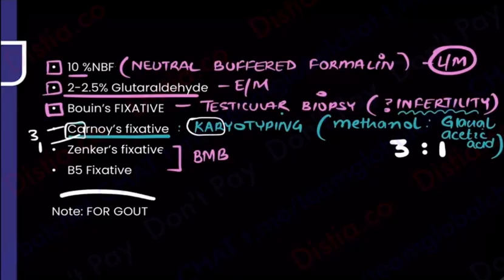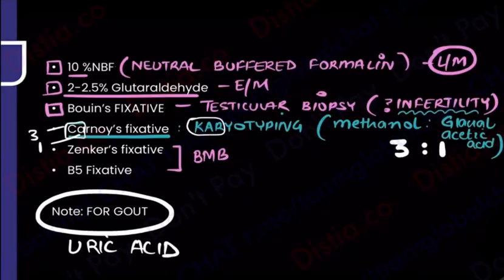Please note the last one, for gout. Gout has what? Gout has uric acid. Now, if you put uric acid crystals in formalin, they will dissolve out. So I usually prefer alcohol, or we can even prefer normal saline, so that the uric acid crystals don't wash out. That is why the fixative we prefer is alcohol or normal saline.